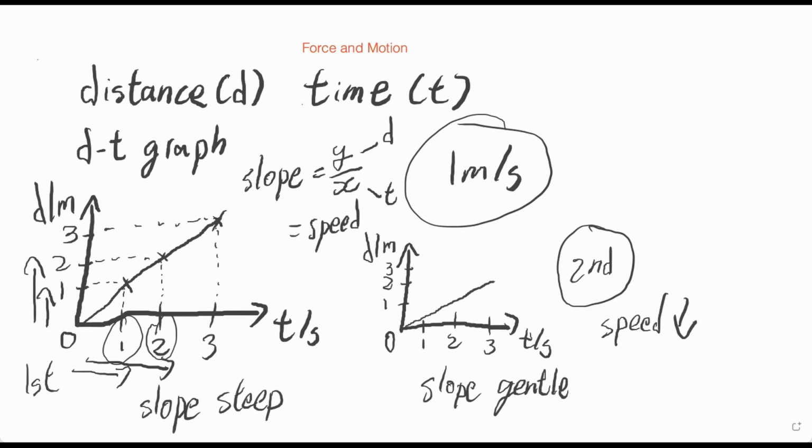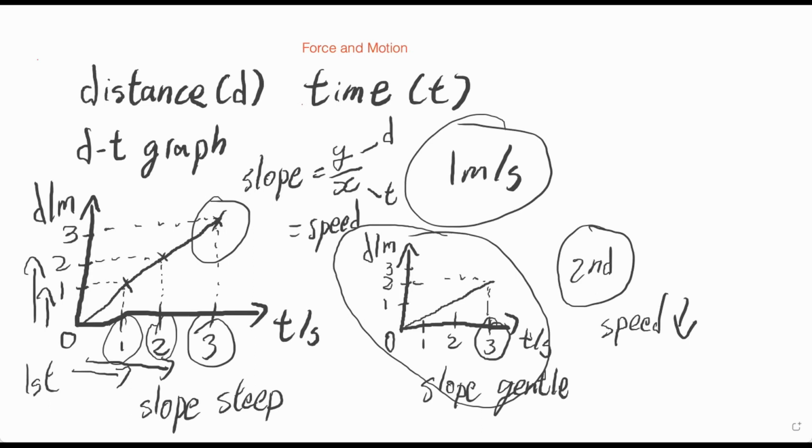You can see that at the third second mark, it had traveled 3 meters. But at the third second mark of the second graph, it had only traveled 2 meters, which illustrates that this graph has a lower speed.